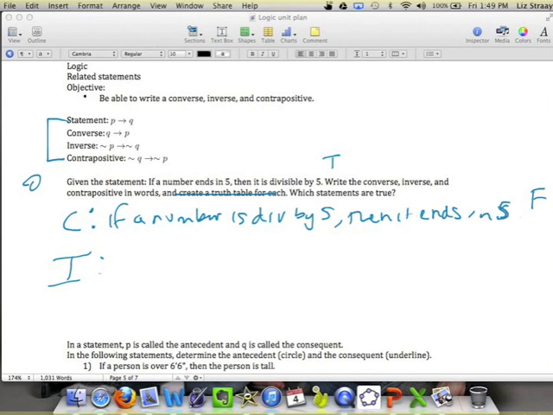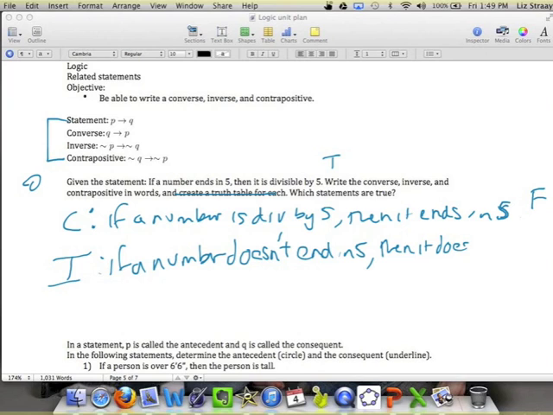The inverse maintains the original order of the statement, but puts a not in with them. So if a number doesn't end in 5, then it doesn't divide by 5. True or false? That's false. That is false as well. A number that doesn't end in 5 but still does divide by 5 would be like 20 again. So that statement is false.